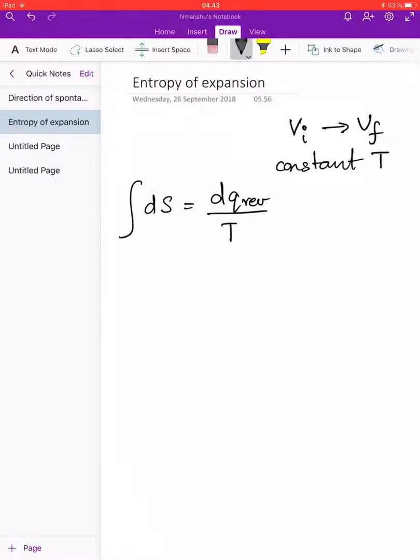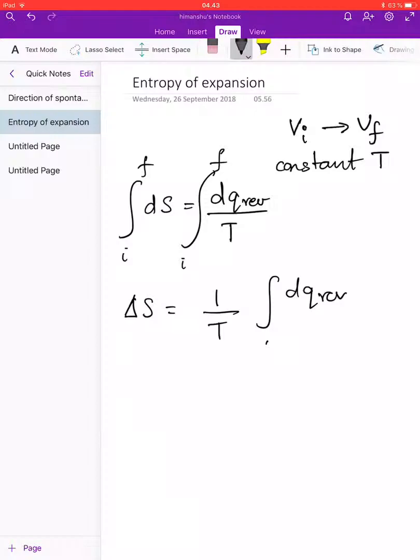If you integrate both sides of this equation from the initial to the final states, then you get a total change in entropy which is equal to 1 by T integral of dq reversible. The temperature comes out of the integral because it is constant, and this is equal to q reversible by temperature. So this is the change in entropy under isothermal conditions.